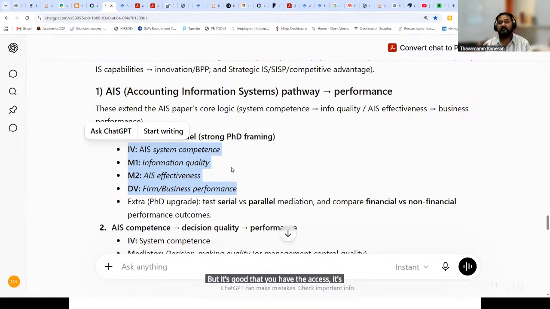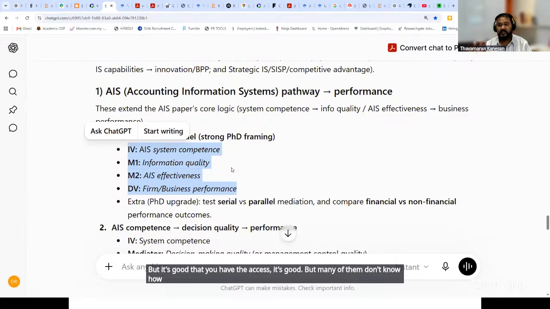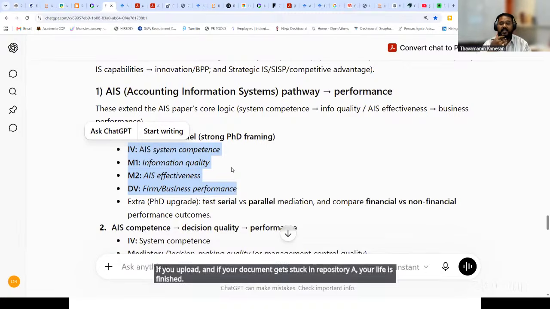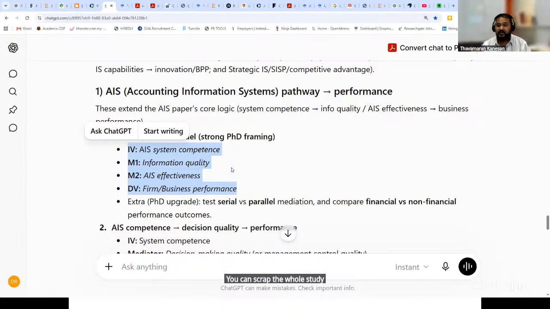But many of them don't know how to configure the Turnitin. So they'll forget to turn off repository. If you upload and if your document gets stuck in repository, your life is finished. You can scrap the whole study. You can restart a new topic. You will never know the Turnitin has repository or not. It's very difficult to know.